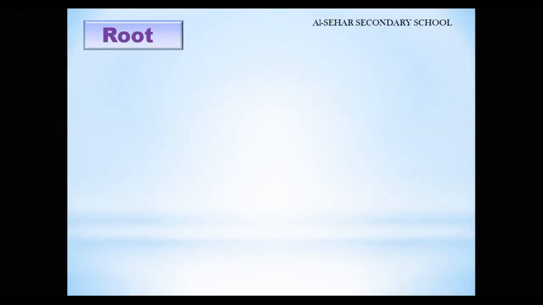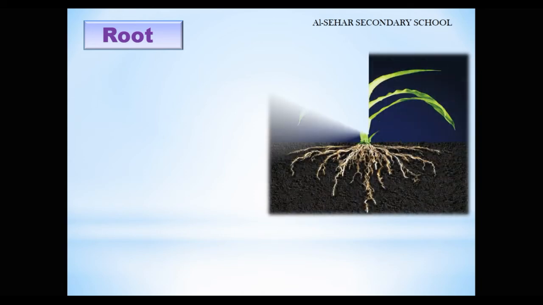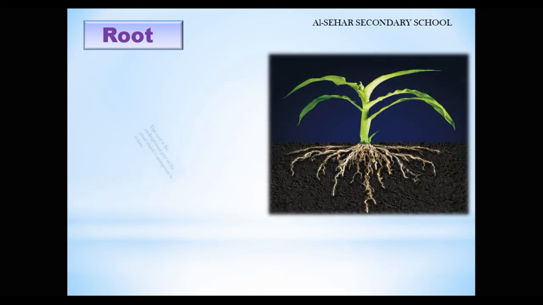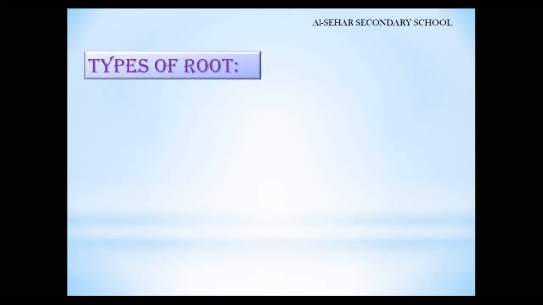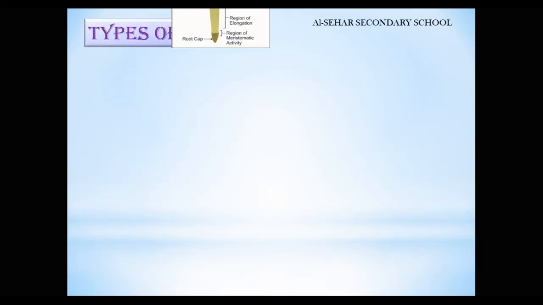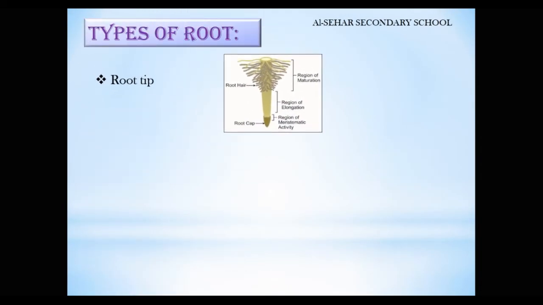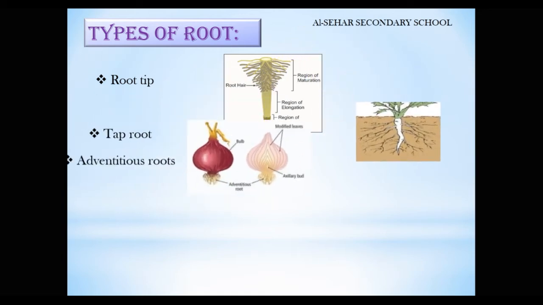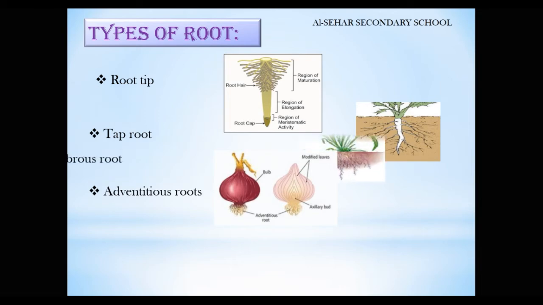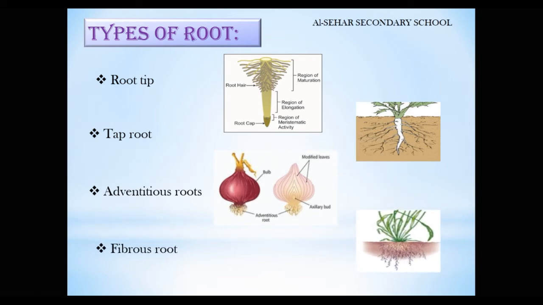Root. The pictures of root you can see on your screen. The root is the underground part of a plant which is non-green in color. Types of root. There are 4 types of root: root tip, taproot, adventitious root, fibrous root.